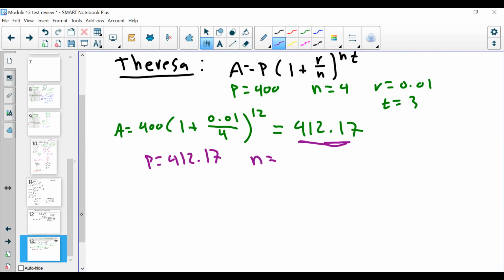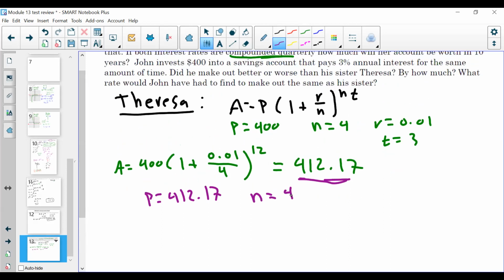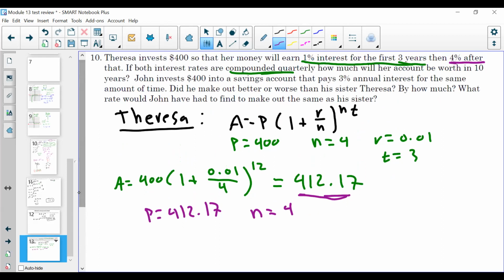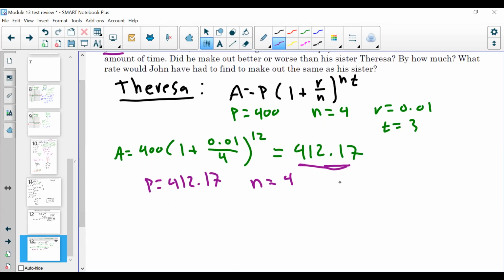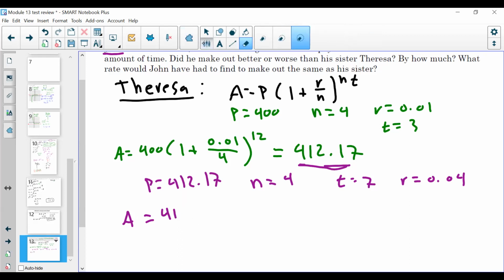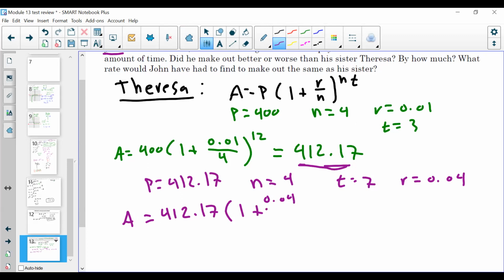Her n is still 4 because it's still compounded quarterly. I want to know how much money is in her account after 10 years from the very beginning. This part in green took 3 years, so this part in purple is going to be the next 7. Her rate is now 4%, so 0.04. So we make another equation: the amount after the full 10 years is my new principal, how much she has after the first 3 years, times 1 plus my r of 0.04 divided by my n of 4, raised to the n times t, which is 28.